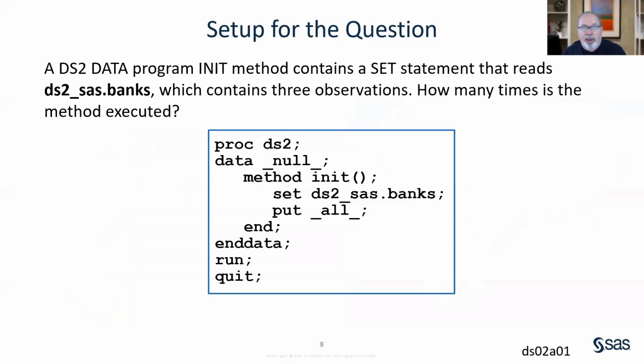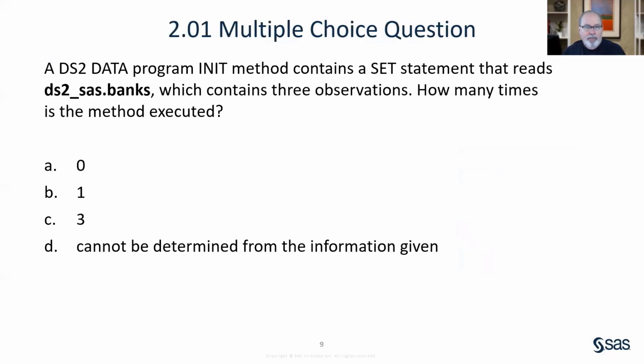All right, to see if everybody was paying attention, this is the init method. It has a set statement that's reading the banks data set. We already said that banks has 3 observations in it. So how many times would that method be executed? Think about that.